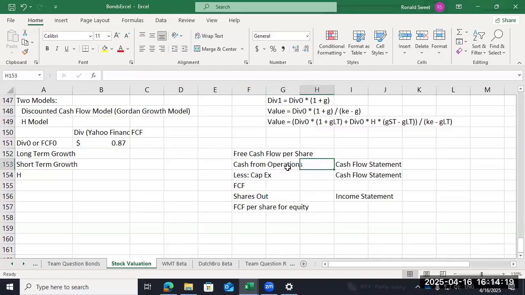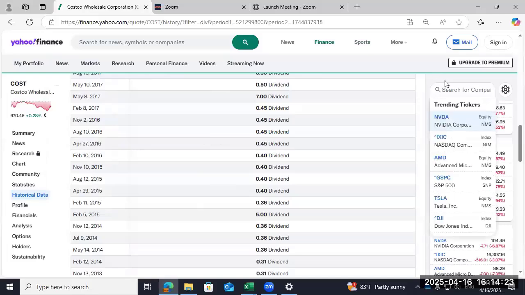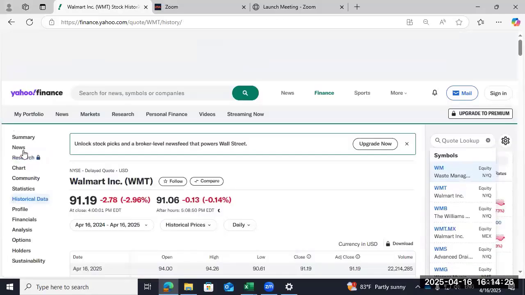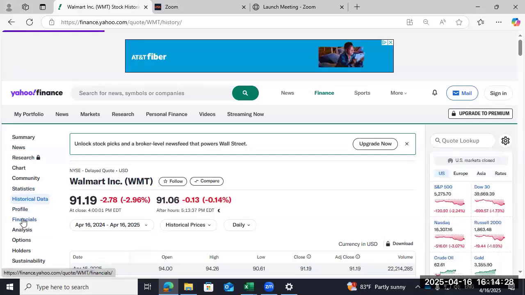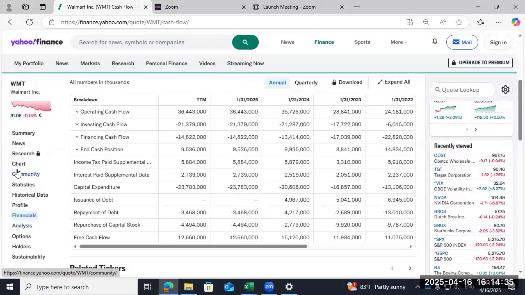So real straightforward. So cash from operations for Walmart, you can get from the cash flow statement on Yahoo Finance. Now, if you want to, you can go to Bloomberg. Bloomberg has a free cash flow per share for equity. You can actually use their number if you like. It's similar to what I'm doing here, but not exact. If I were you, also, I would not use the trailing 12 months. I would use the last year.